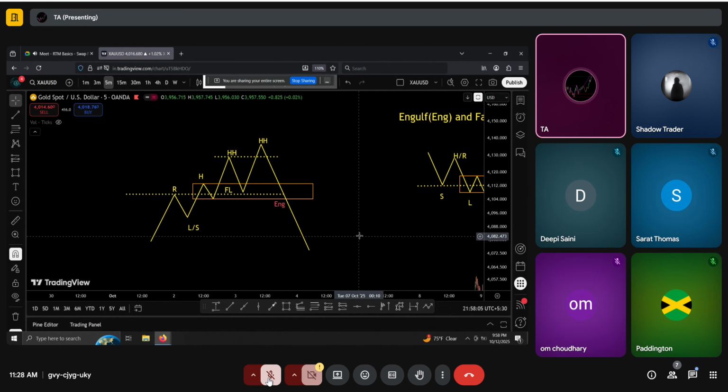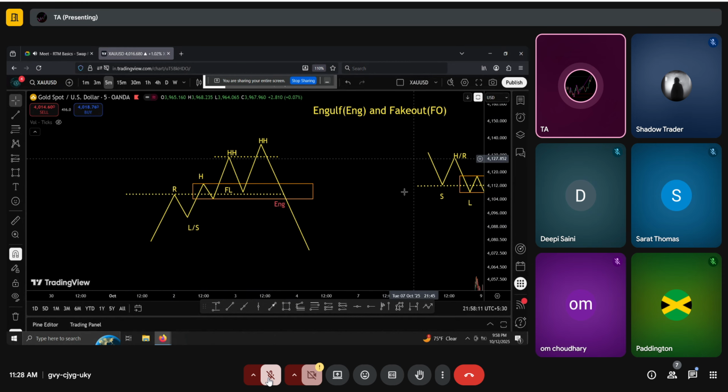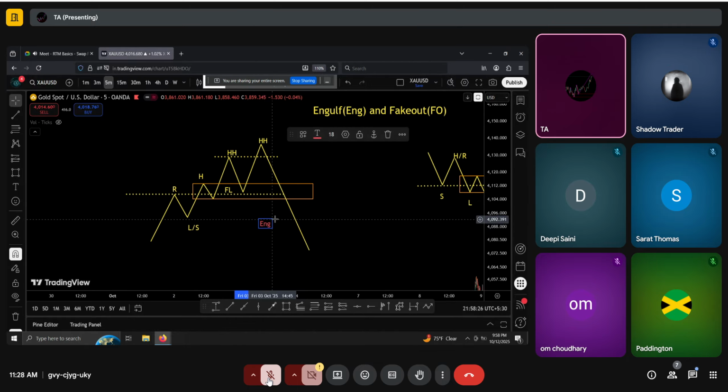So this is engulf. Then what is the fake out? If this is engulf, then what is the fake out? Fake out is also some form of engulf, but that engulf is a trap. How? We will see here.